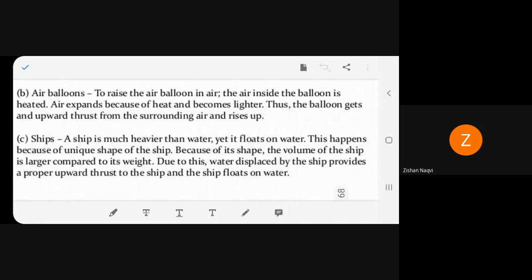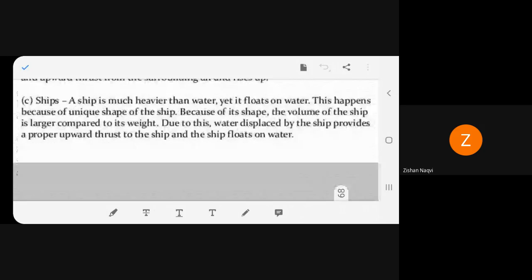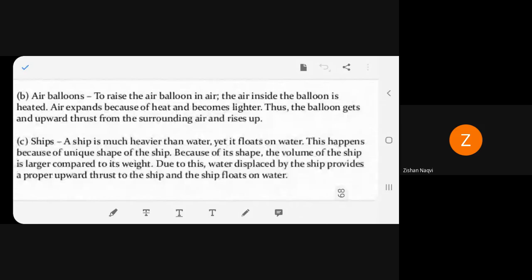Now we come to ships. Read, beta. A ship is much heavier than water, yet it floats on water. This happens because of the unique shape of the ship. Because of its shape, the volume of the ship is larger compared to its weight. Due to this, the water displaced by the ship provides a proper upward thrust to the ship and the ship floats on water.